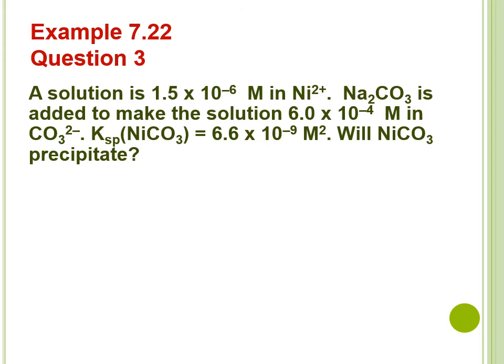Okay. Example 7.22, question number 3. A solution is 1.5 times 10 to the power of negative 6 molar in nickel ion. Sodium carbonate is added to make the solution 6 times 10 to the power of negative 4 molar in carbonate ion. The Ksp for nickel carbonate is 6.6 times 10 to the power of negative 9. So will nickel carbonate precipitate?